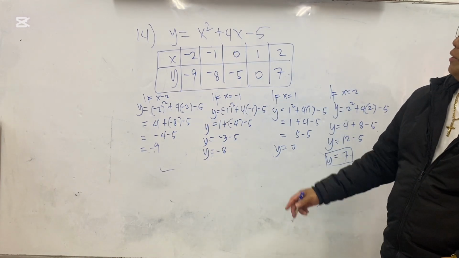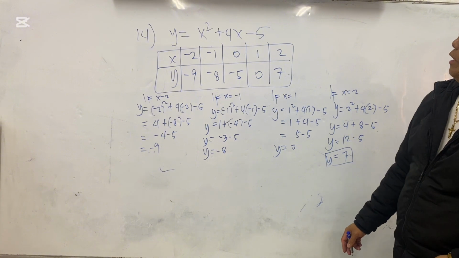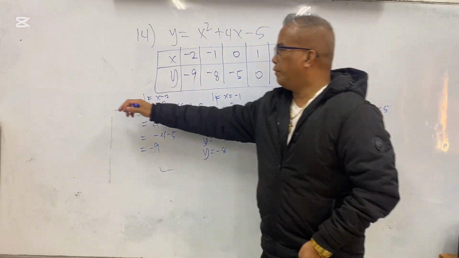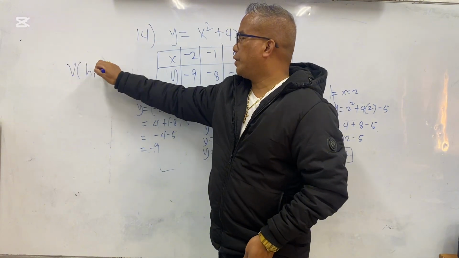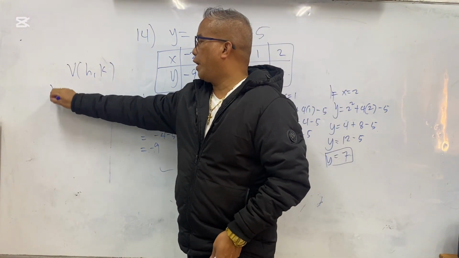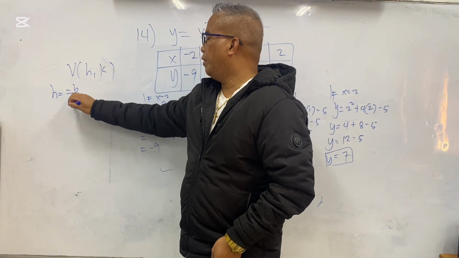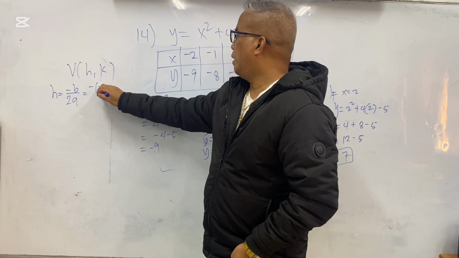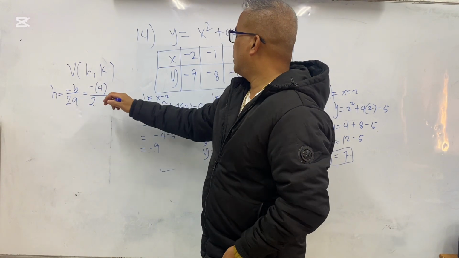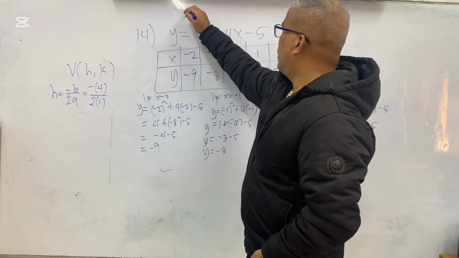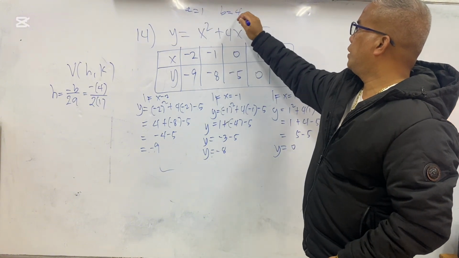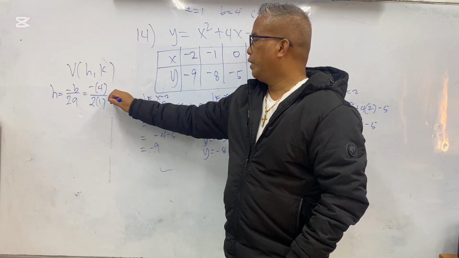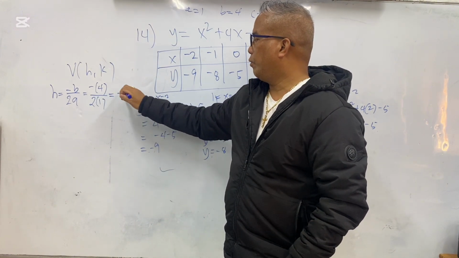Now another question: find the value of the vertex. So the vertex we have V equals (h, k). We will use the formula h equals negative b over 2a. The value of b is 4, so negative 4 over 2 times the value of a, which is 1. So a equals 1, b equals 4, c equals negative 5. And then negative 4 divided by 2 equals negative 2.